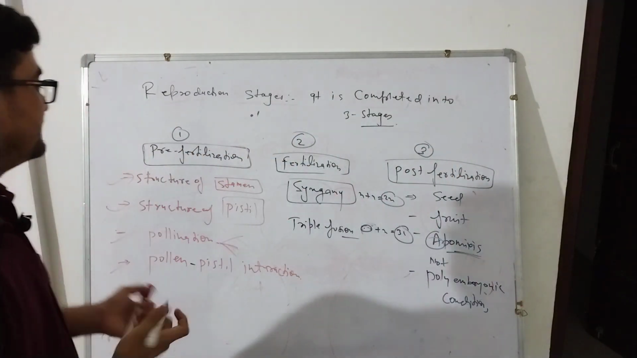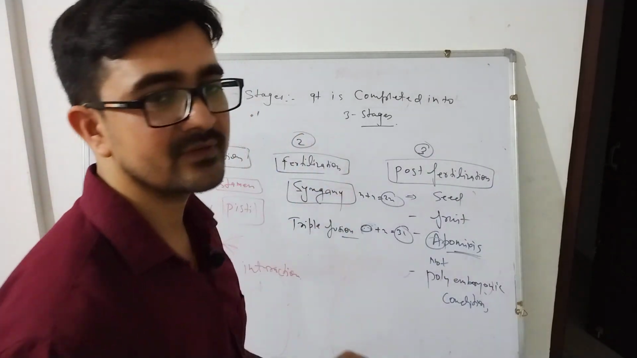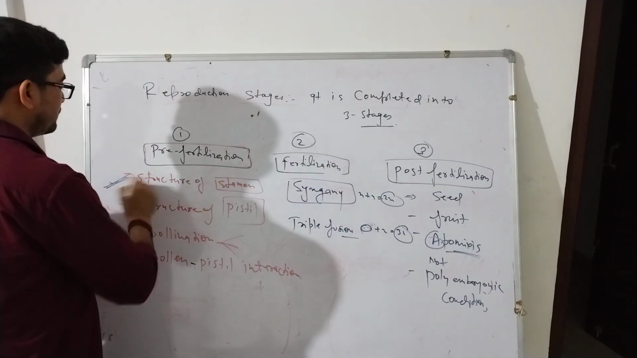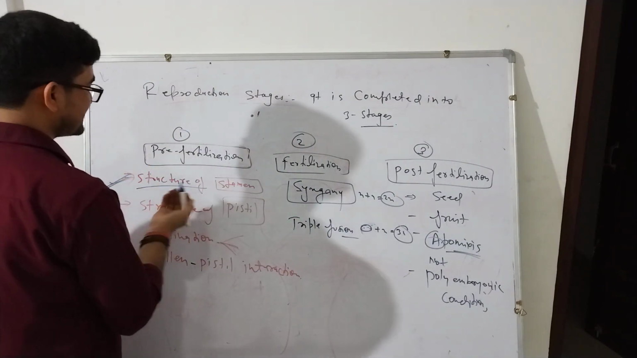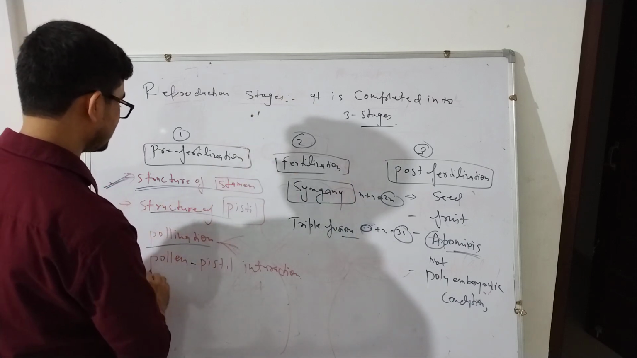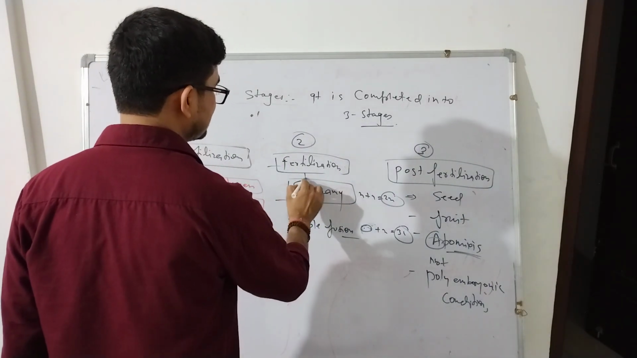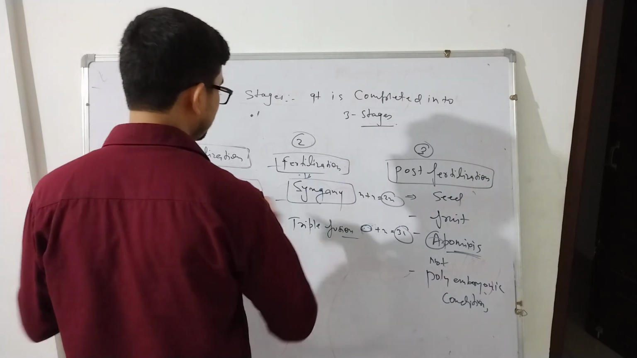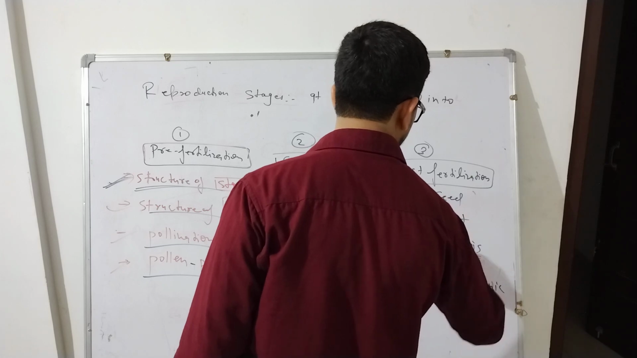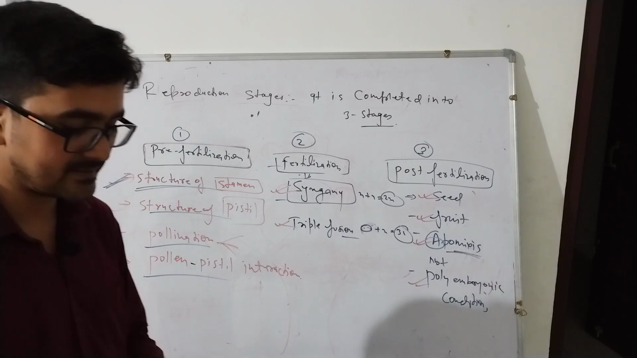So after teaching every component, our chapter, sexual reproduction, is over. So let's start studying one by one: the structure of stamen, then the structure of pistil, then pollination and its types, pollen-pistil interactions, and fertilization. In fertilization we are going to study syngamy and triple fusion. Then post-fertilization: seed, fruits, apomixis and the polyembryonic condition. So let's start.